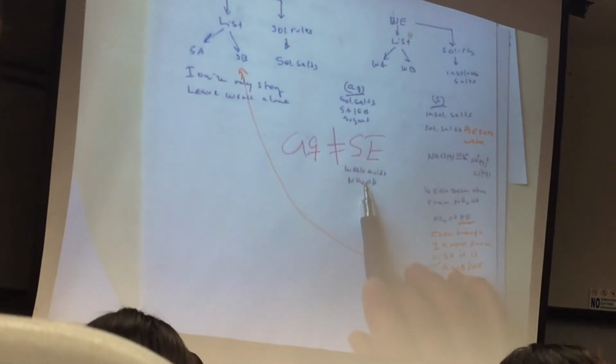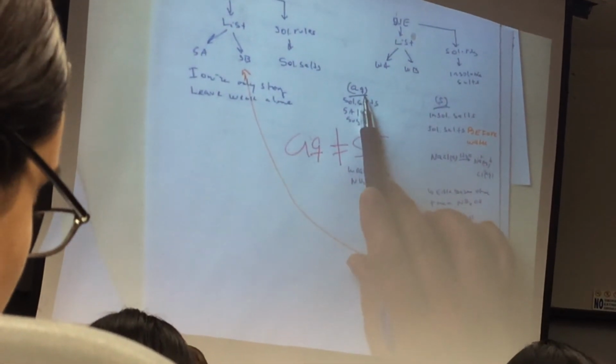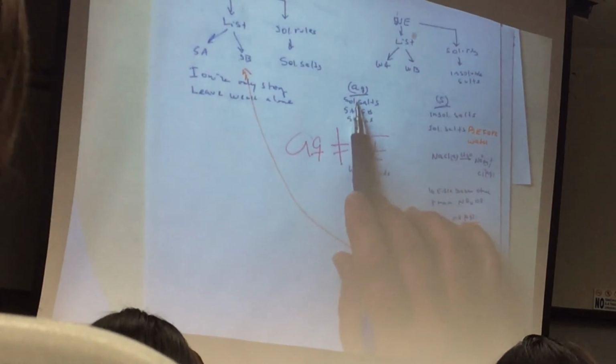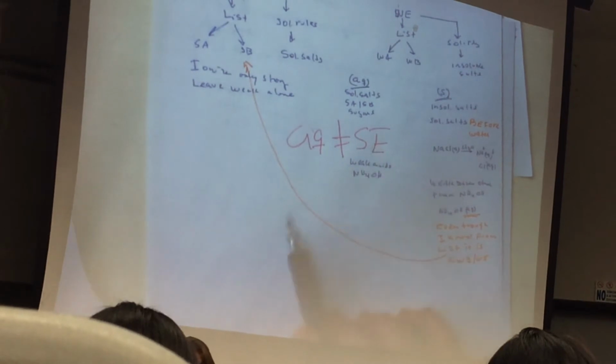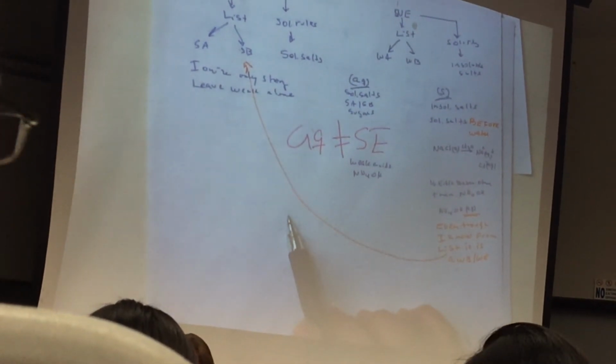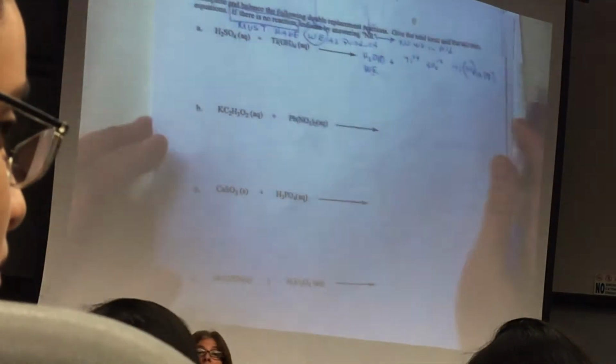Some weak electrolytes are going to be aqueous, because all aqueous means is what? Soluble in water. Aqueous does not mean strong electrolyte. Okay? Next step. Balance it.